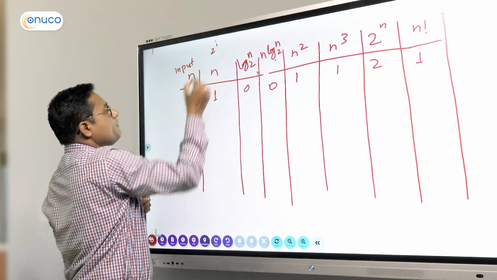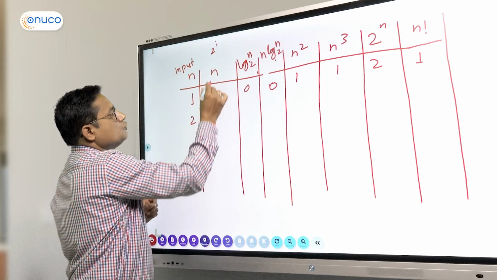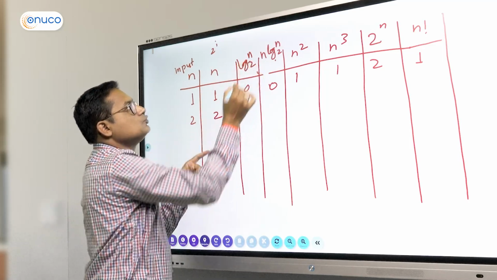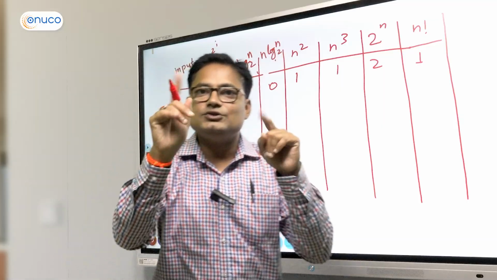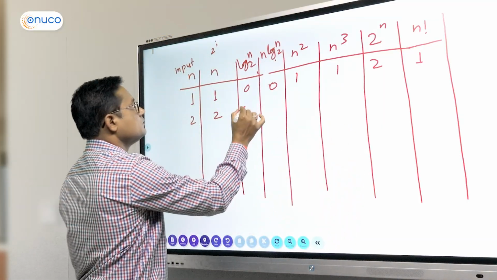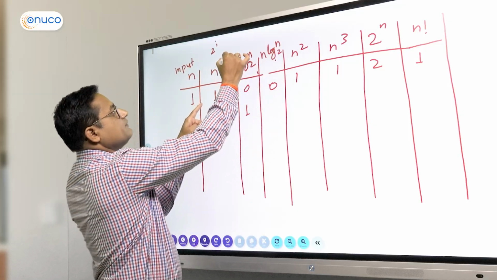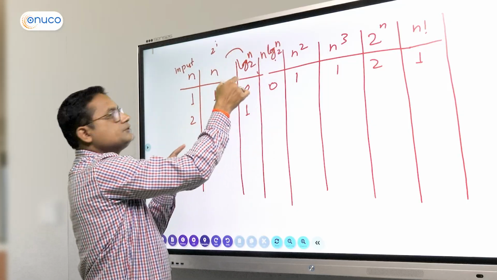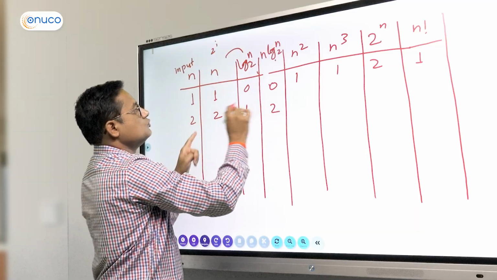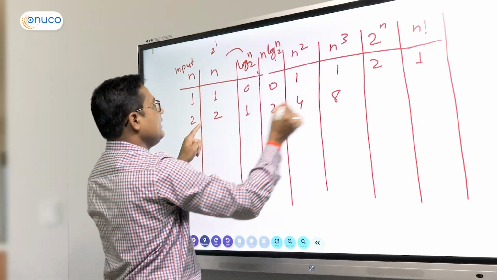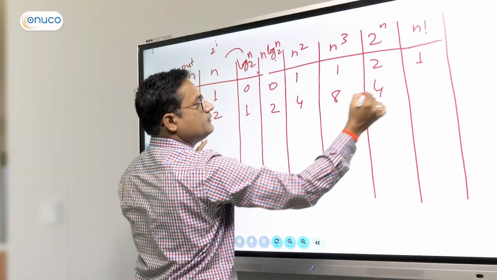Let us go 2 power 1, 2. So n is 2. Log 2 base 2, log n base n is 1. So log 2 base 2 is 1. n log n base 2, so it is the multiple of these two columns. So 2 into 1 is 2. 2 square is 4. 2 cube is 8. 2 power 2 is 4.